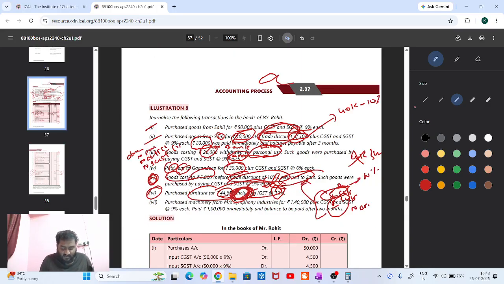Last entry is relatively easy. Purchased machinery. So machinery is an asset. When you purchase it, it is a debit balance, it increases. Machinery for 1.4 lakh, plus input CGST, input SGST, paid 1 lakh immediately to bank. Since we paid, the account is debited. The balancing figure comes under Symphony Industries because the balance is to be paid later, right?